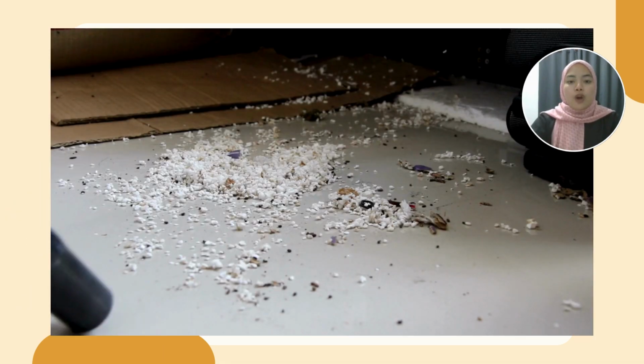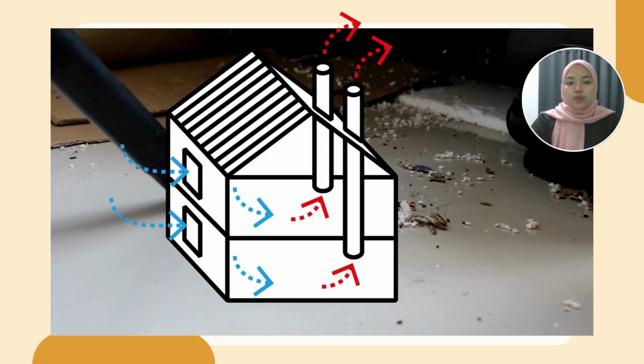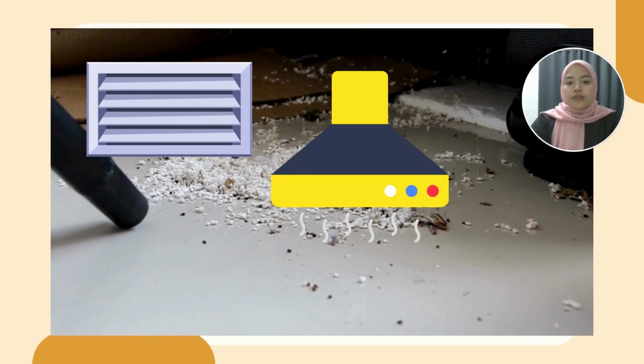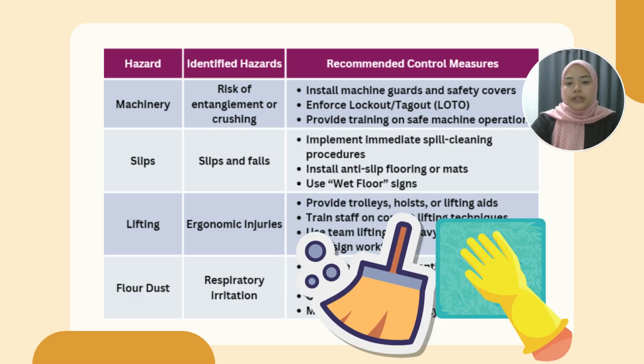Number four, fumes or dust. This can cause respiratory irritation. Our control measures include installing proper ventilation or an exhaust system, wearing suitable personal protective equipment, which is PPE, cleaning surfaces regularly, and monitoring indoor air quality.